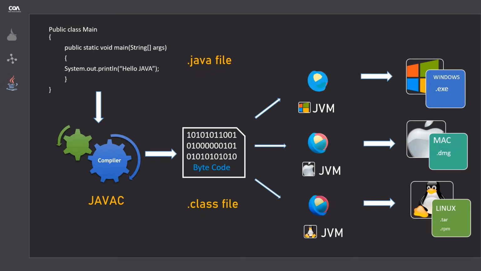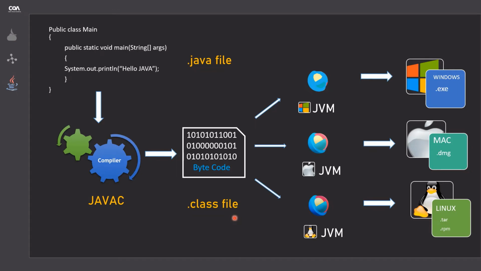But here in Java, when you write a Java program, the file extension of that source code is .java, and our Java compiler, that is javac, converts our source code into bytecode, that is a .class file. And this .class file is an intermediate code that will only be understood by JVM.